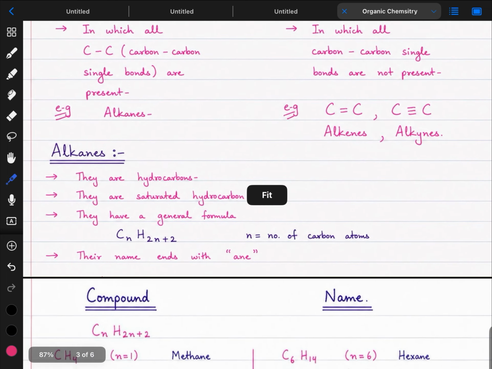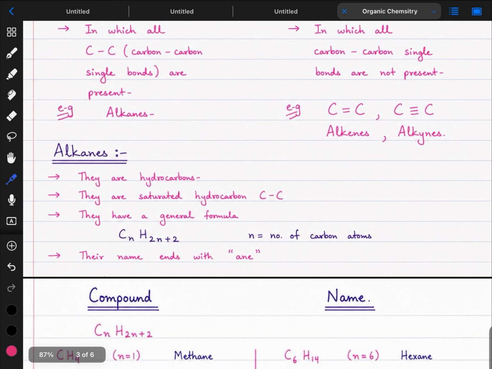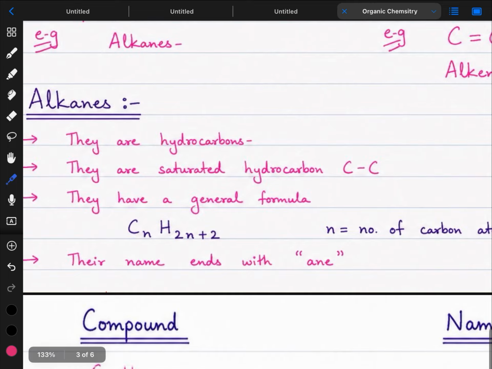Okay, now let's talk about alkanes. It's actually a type of hydrocarbon. We're going to study its chemical and physical properties, and all of their naming and further things. So, what are actually alkanes? They are hydrocarbons, they are saturated hydrocarbons, and they have a general formula that you must remember: CnH2n+2. It's helpful because it is used to define and write the molecular formula of all the alkanes. Another thing is that alkane names end with ane.